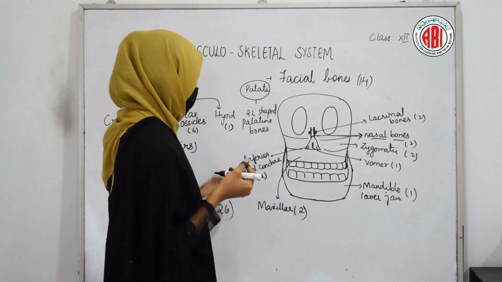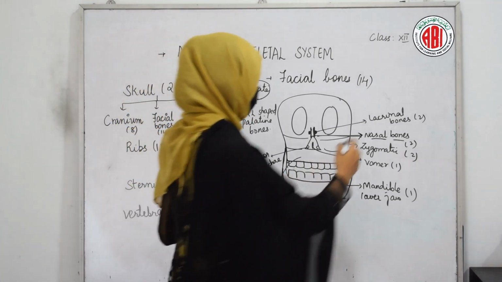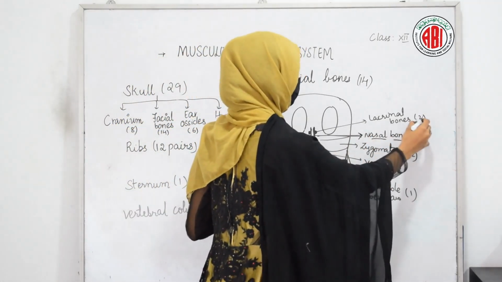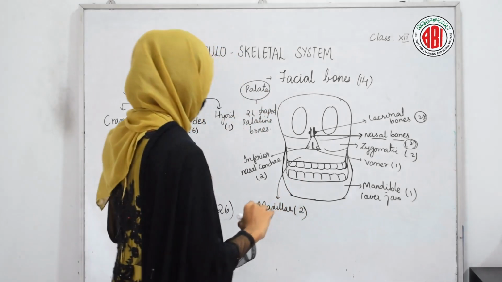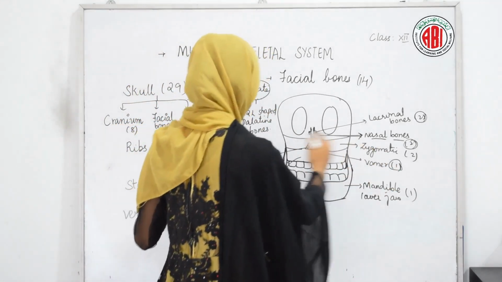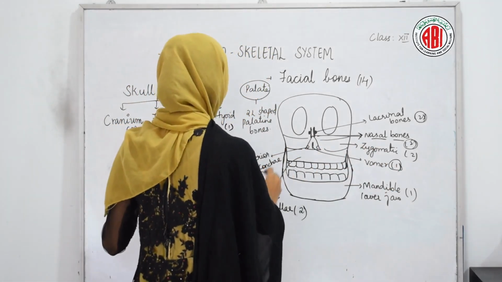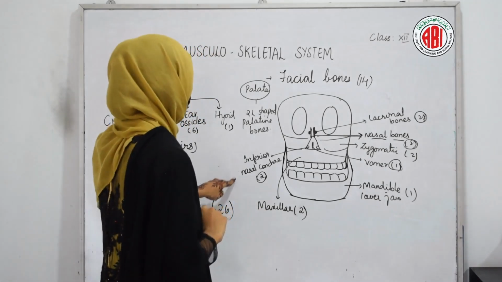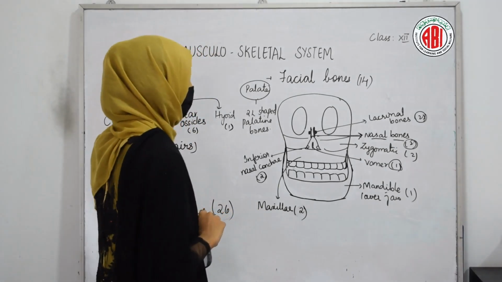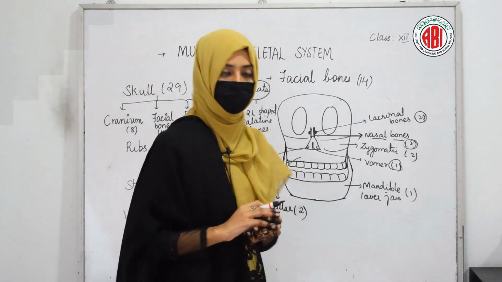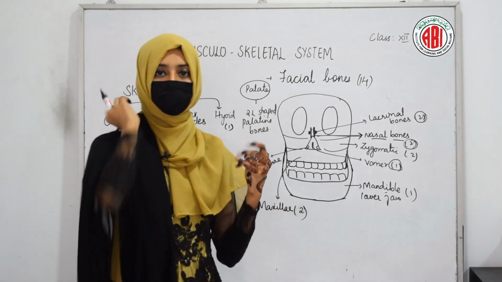inferior nasal concha. So when you sum up all these, 2 nasal bones plus 2 lacrimal bones, 4, 1 vomer, 5, and 2 inferior nasal concha, 7. So in this way, 7 bones are found in your nose. The portion below your eyes.